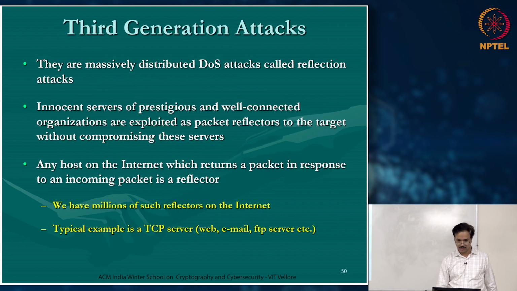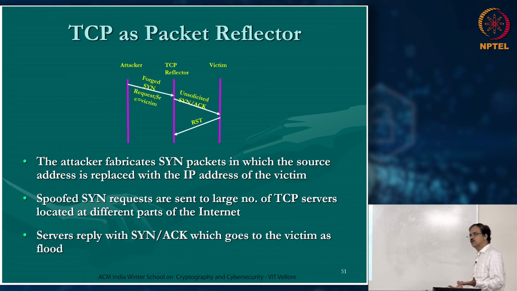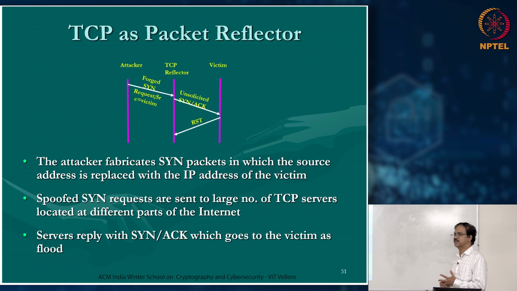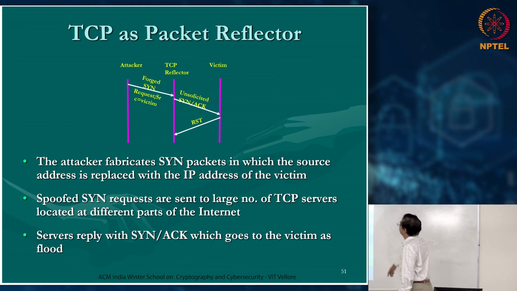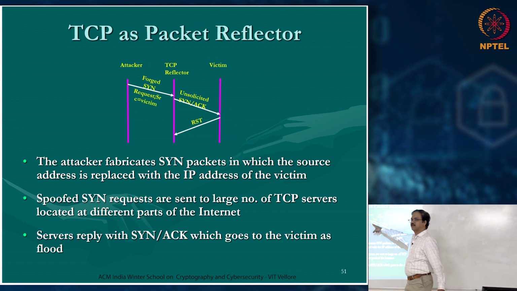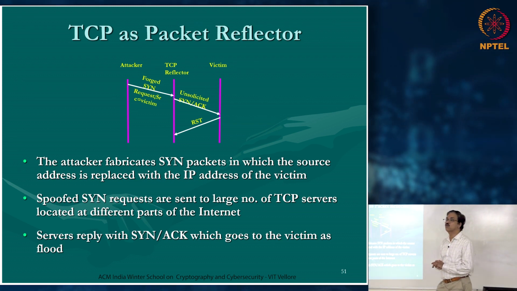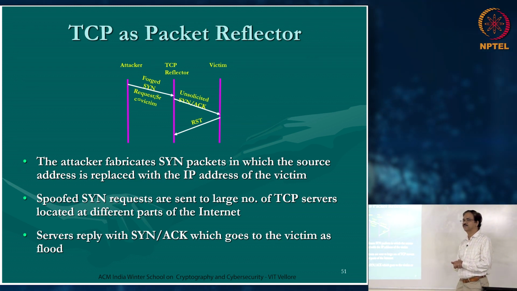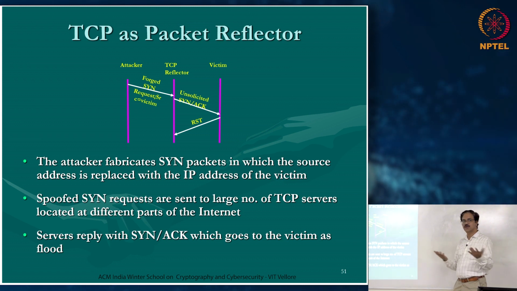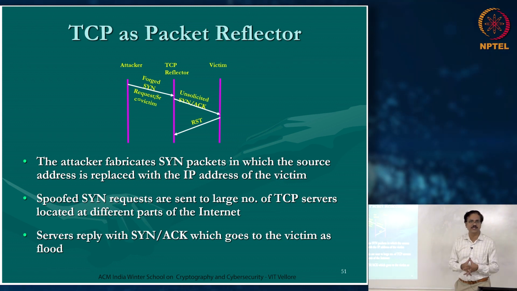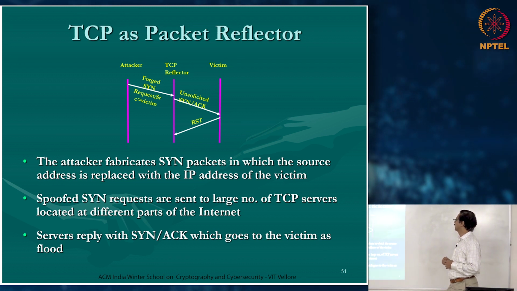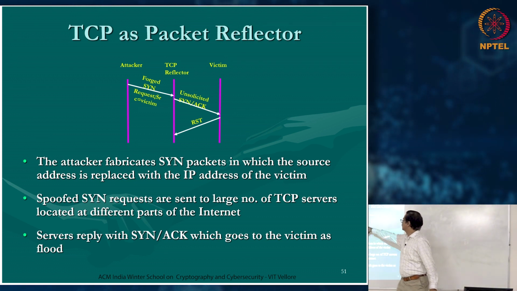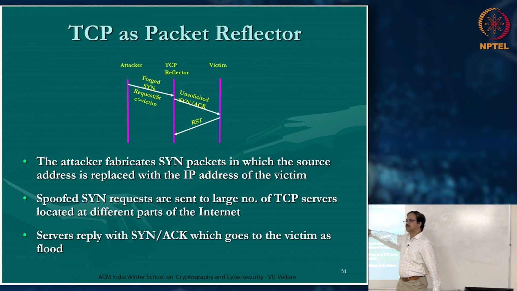you all know every host has to implement the TCP three-way handshake, right? Now if you send to a TCP server a packet where the source IP address is spoofed, what would happen? Normally the source IP address is your address, right? But in this particular case, you have spoofed the source IP address. So this machine will send the reply, the SYN-ACK, to whom?